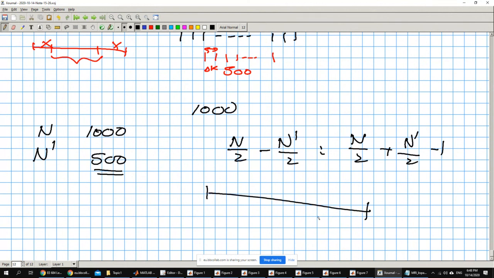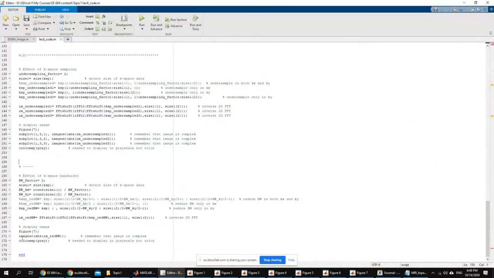this is the 1,000 points. This new range will be 500 points in the middle, exactly in the middle. The middle of this array is coinciding with this exact array. Let's see what the results look like when we do that. Here it's figure 7. Let's make it figure 8.